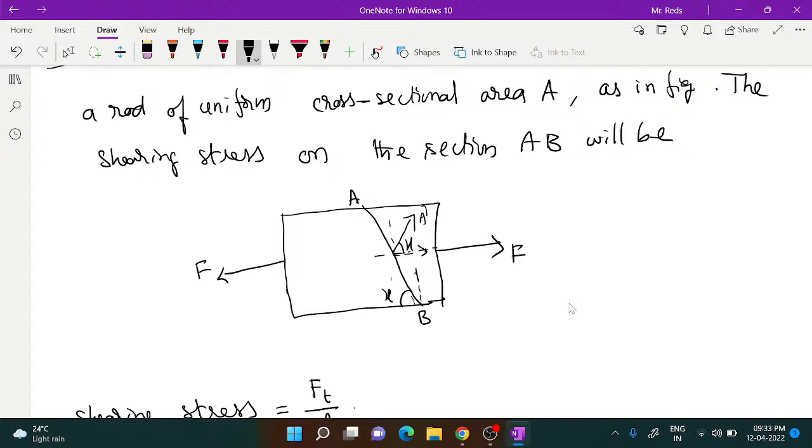So F is making angle x with the area. Its component along the normal will be F cos x. The component along the surface is F sin x, with theta being x here. That is the tangential force acting on this section. So this tangential force gives the stress.